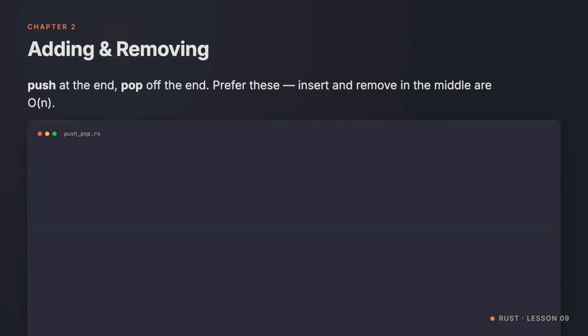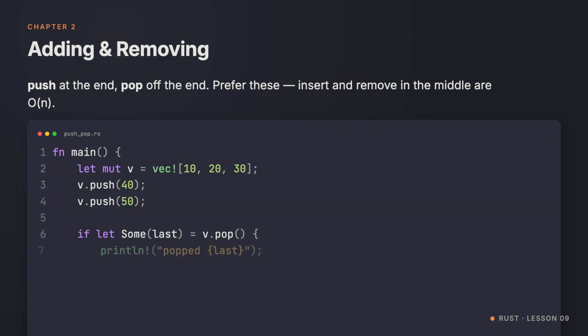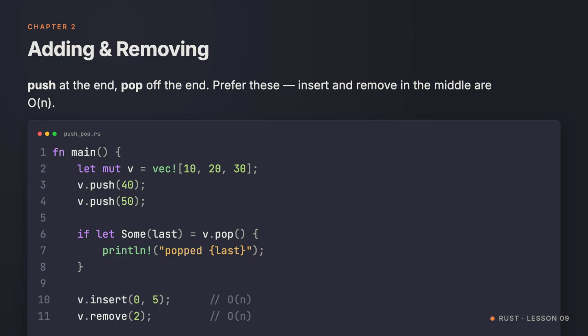The most common operation on a vector is appending an element to the end with the push method. Push is efficient, usually constant time, with occasional reallocations as the vector grows beyond its capacity. To remove from the end, call pop, which returns an Option of the removed value, since the vector might have been empty. Push and pop together turn a vector into a stack, if that's what you need.